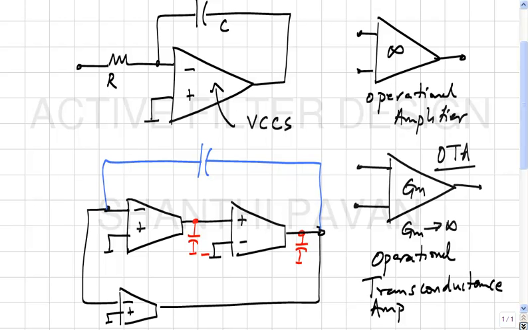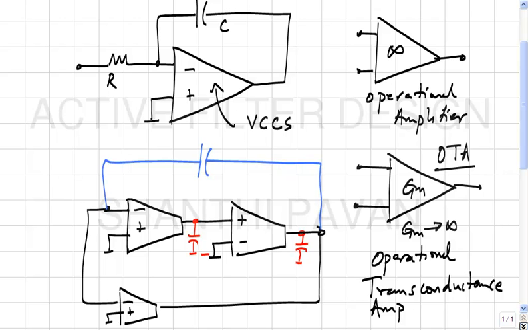Please note that an OTA is very different from a simple transconductor. The simple transconductor that you use to build GmC filters, for example, has a very finite transconductance, right. Whereas here the intent is to have an infinite GM, so that when you build a negative feedback loop using these, the error voltage or error quantity driving the forward amplifier becomes ideally 0, or in practice as small as possible.